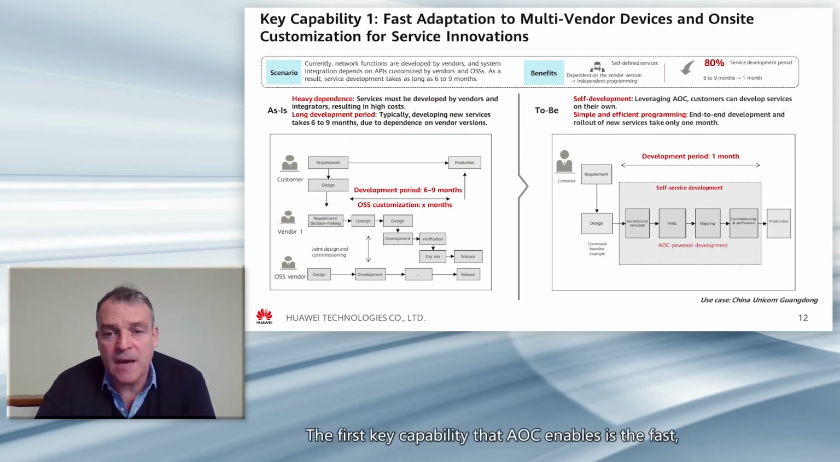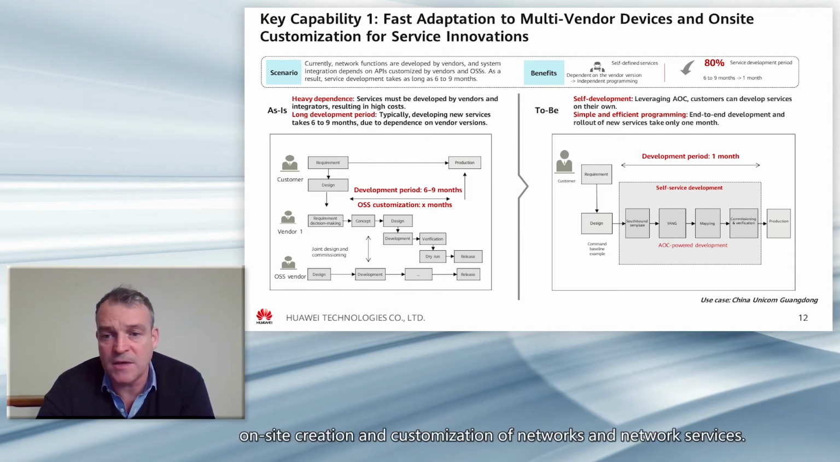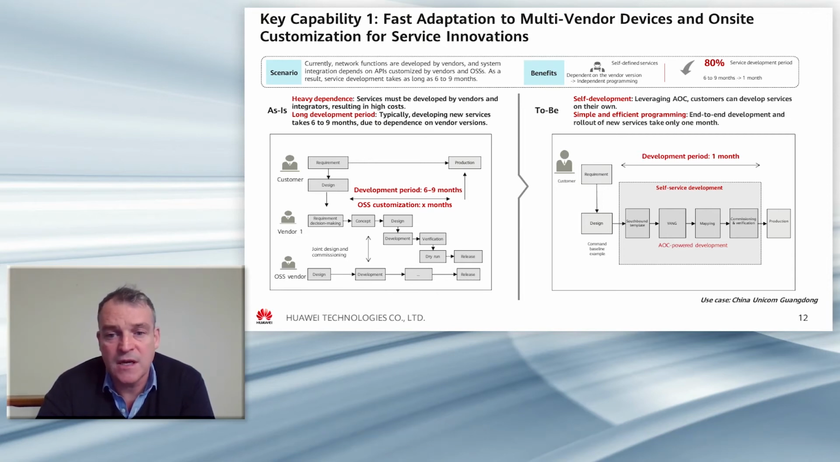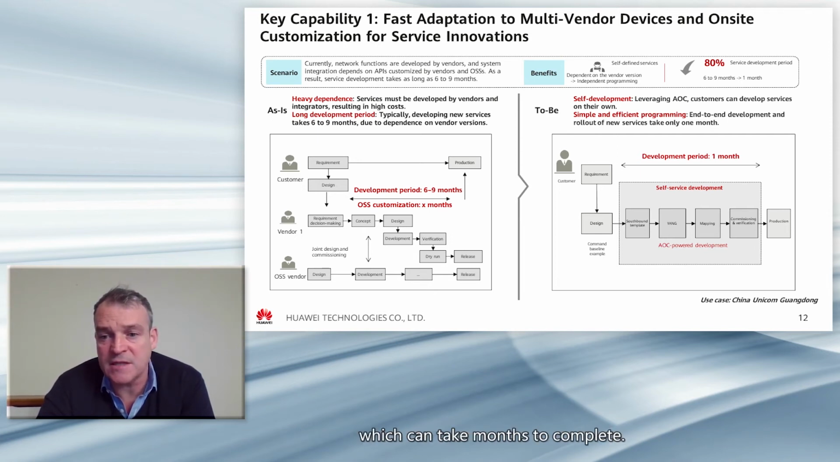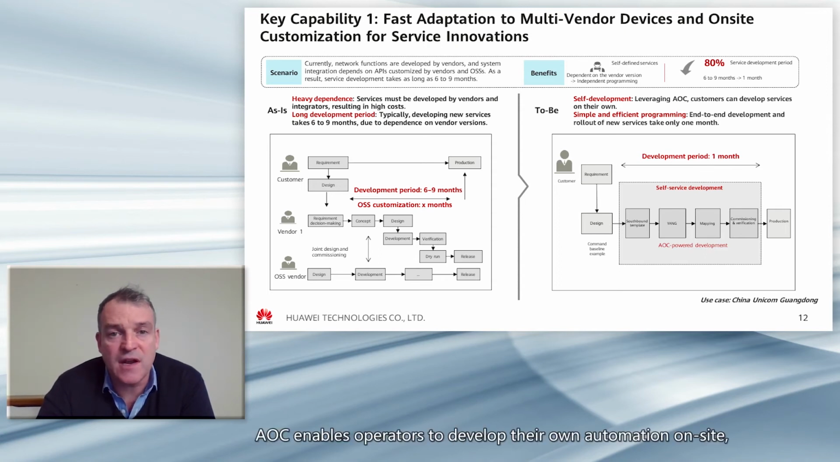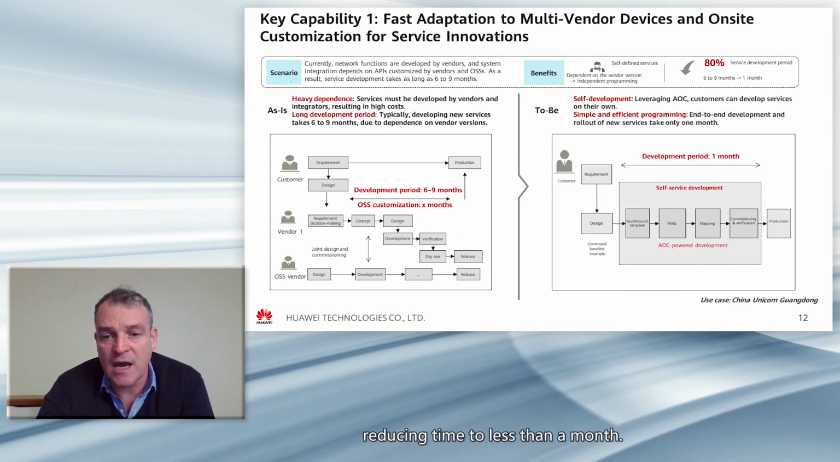The first key capability that AOC enables is the fast on-site creation and customization of networks and network services. The current approach to development requires heavy vendor involvement, which can take months to complete. AOC enables operators to develop their own automation on-site, reducing time to less than a month. They can develop these things themselves. They don't need to contact the vendor and can do it all using the published models.